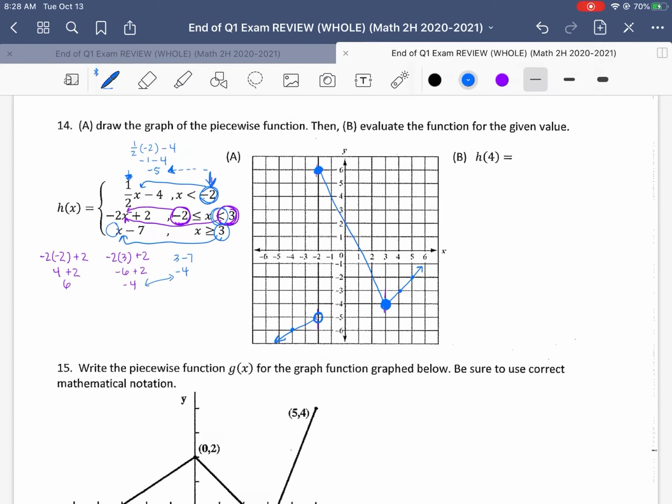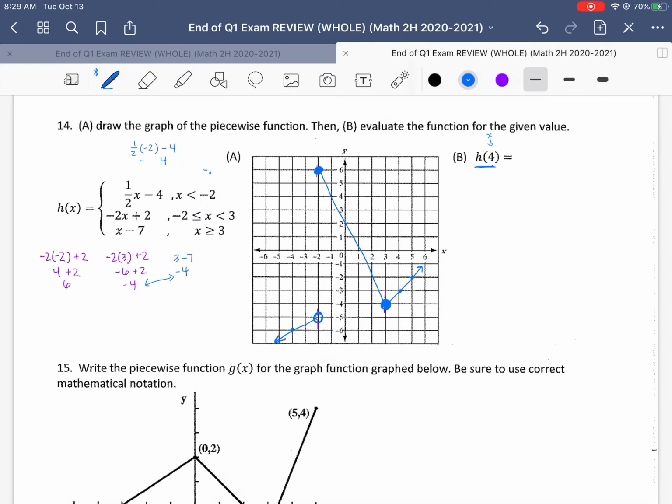Now, as you're evaluating over here, remember h of 4, we're saying, well, when x is 4, what is the function value? Two ways you can do this. One, you can use the graph if you graphed it correctly. The other is you can come over here and look at your function.